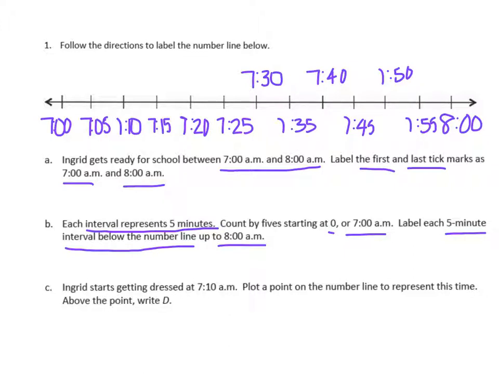Ingrid starts getting dressed at 7:10 a.m. Plot a point on the number line to represent this time. Above the point, write D. So if I take a look at my number line, I'm going to find 7:10, plot the point, and label it D.